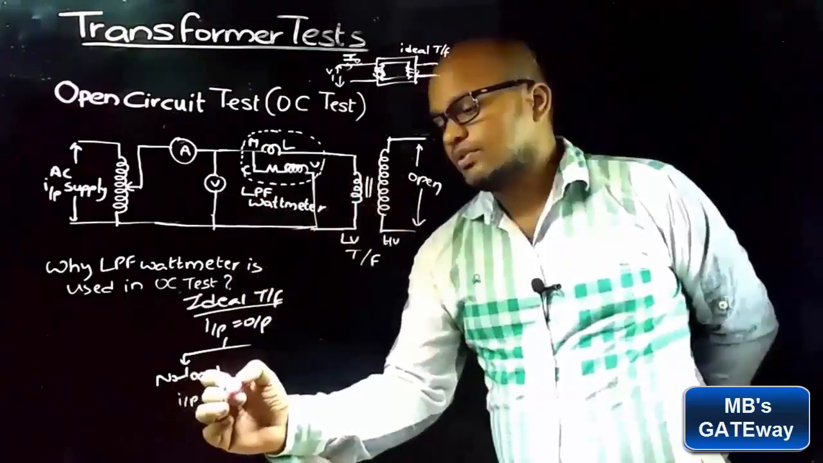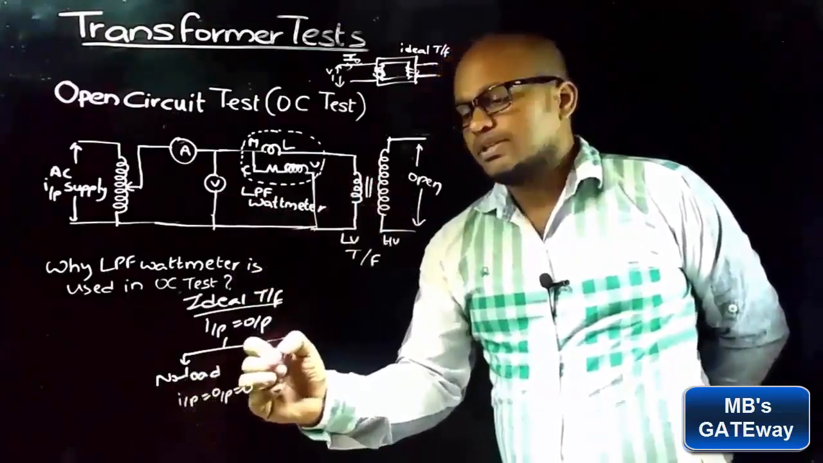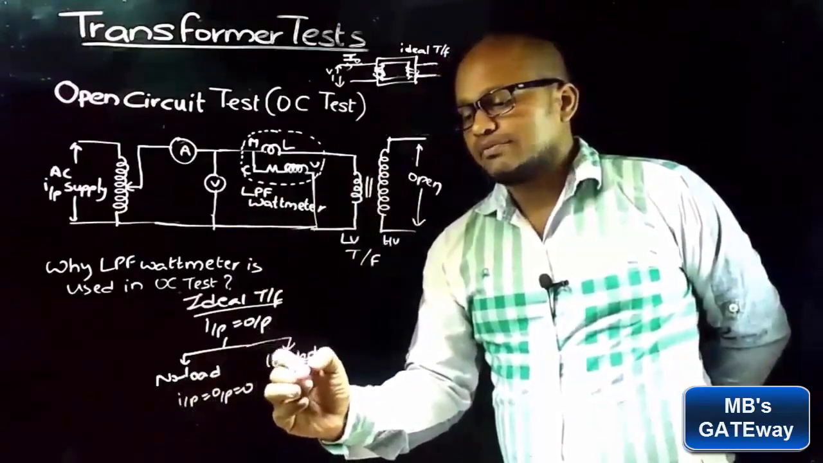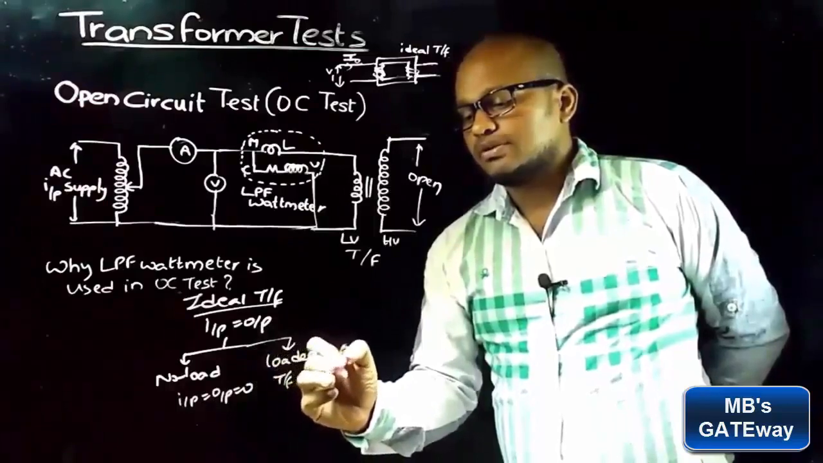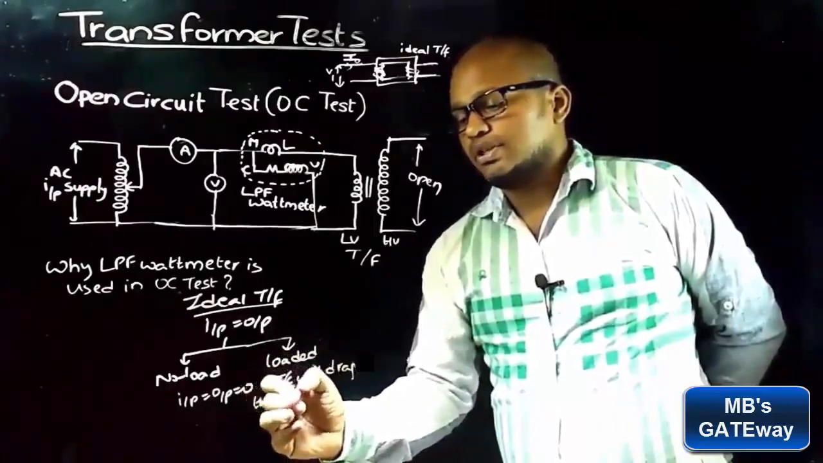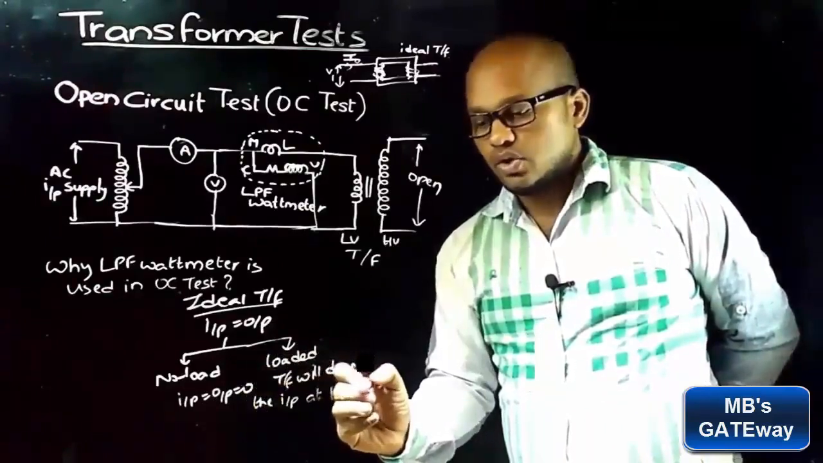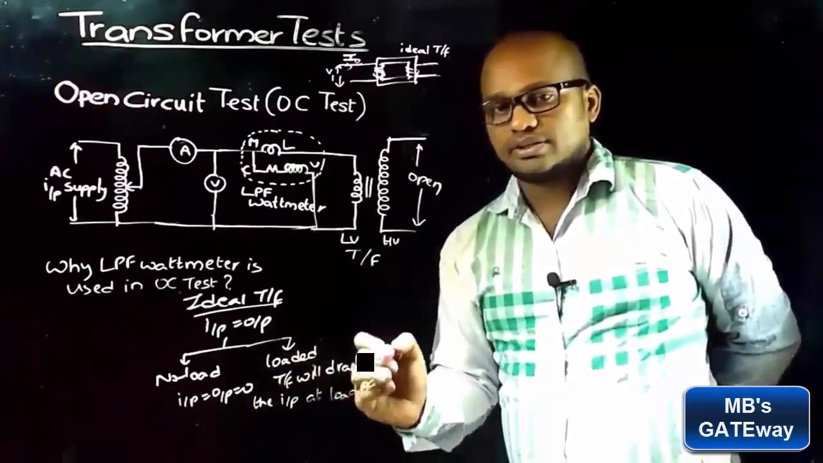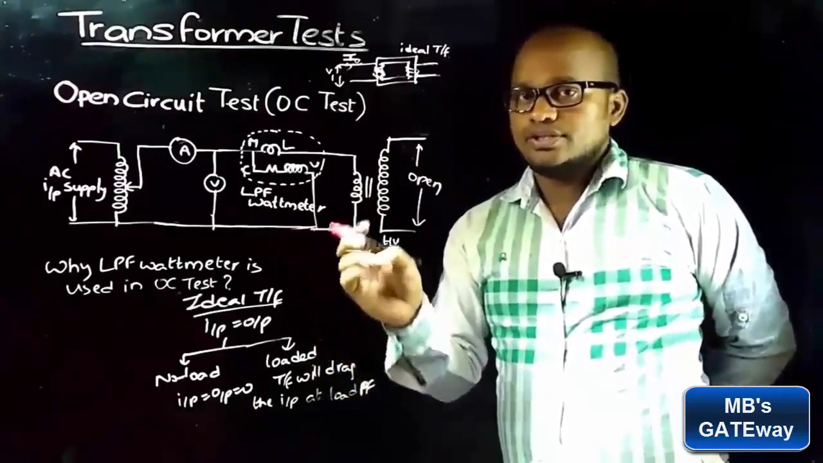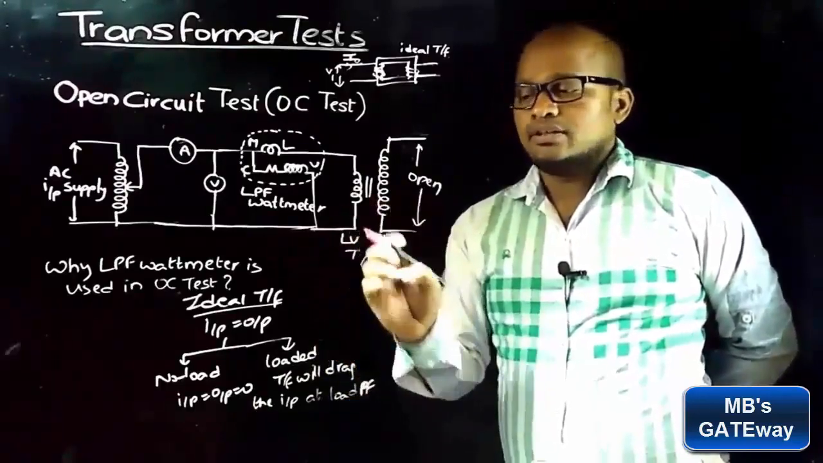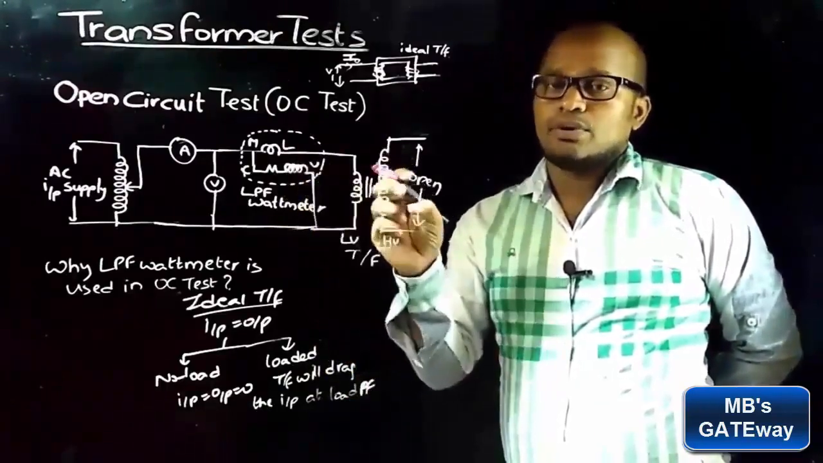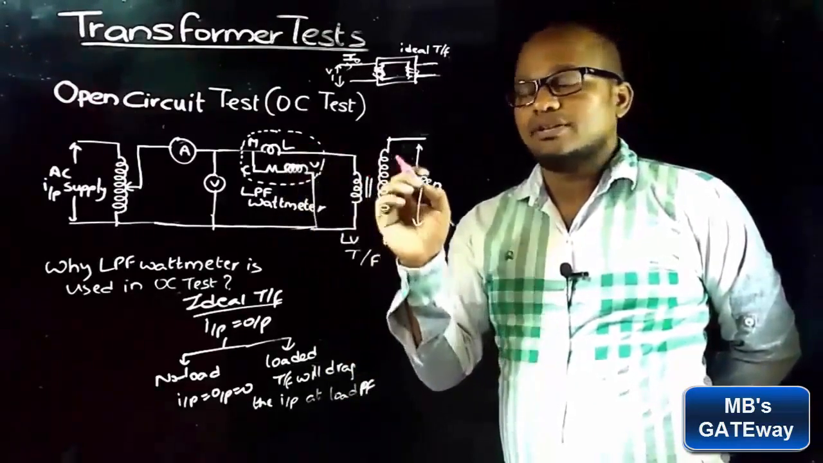Input power is equal to output power is equal to 0. Whereas in case of loaded transformer, it will drag the input power at load power factor, which means in case of loaded ideal transformer, if the load is at 0.8 power factor lag, then the loaded ideal transformer will drag the input power at 0.8 power factor lag.